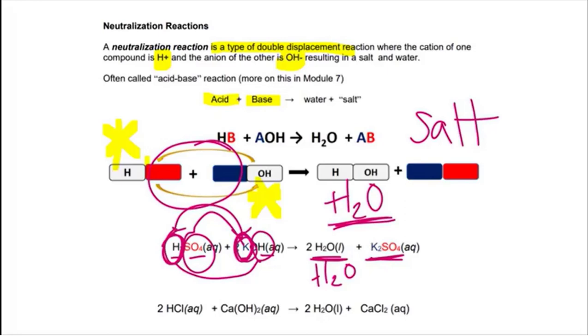So then again, I would look at this and go, I've got H and Cl, Ca and OH. So my OH is going to swap with the Cl.